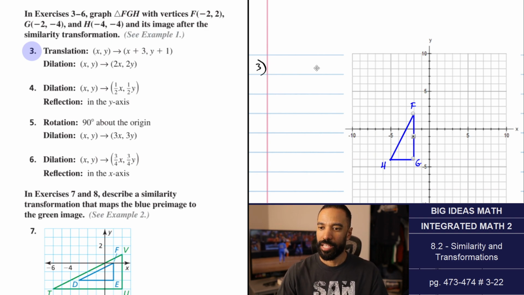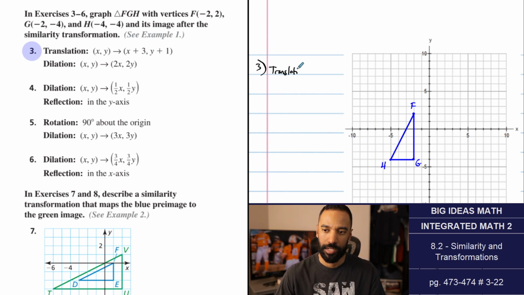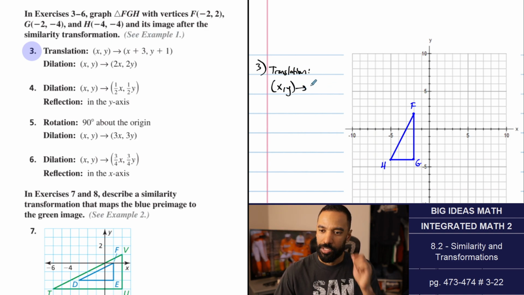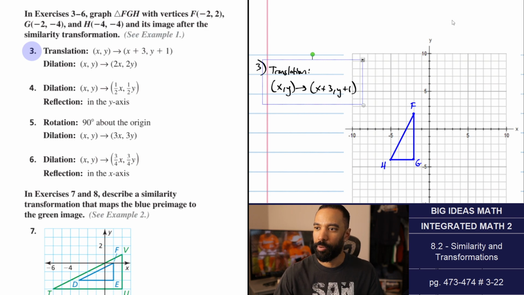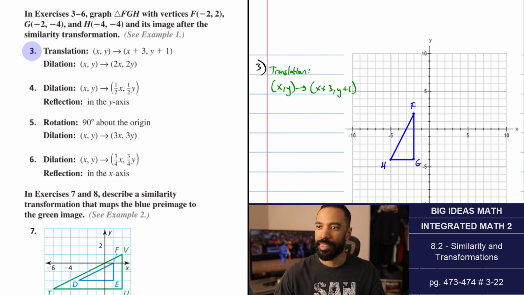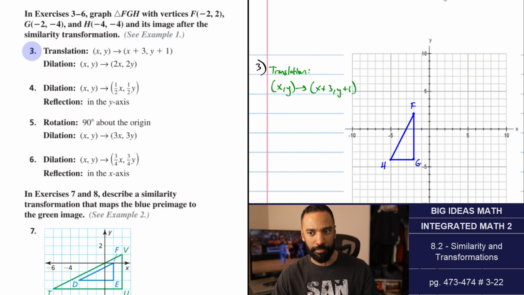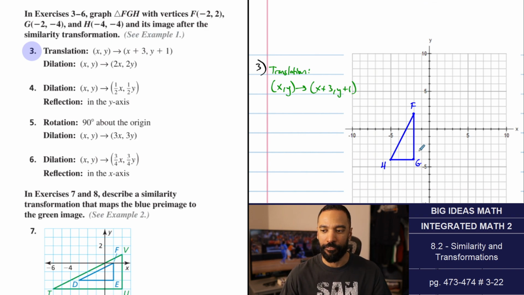Okay, let's begin with translation. I'll put it down here. From xy to x plus 3, y plus 1, and let's color code this actually. I'll put this in green, and then that will be in green itself. So this means let's go 3 right and 1 up for every point. 1, 2, 3 to the right, 1 up.